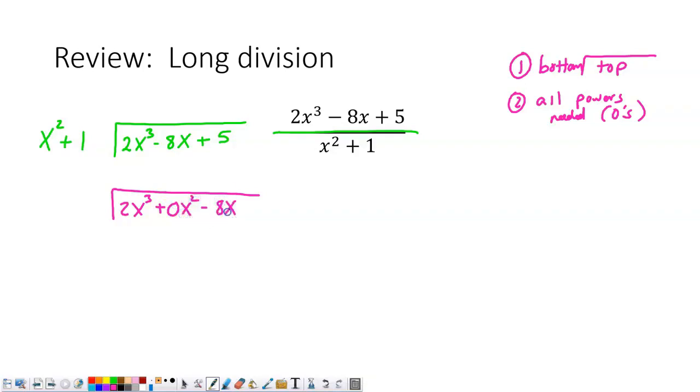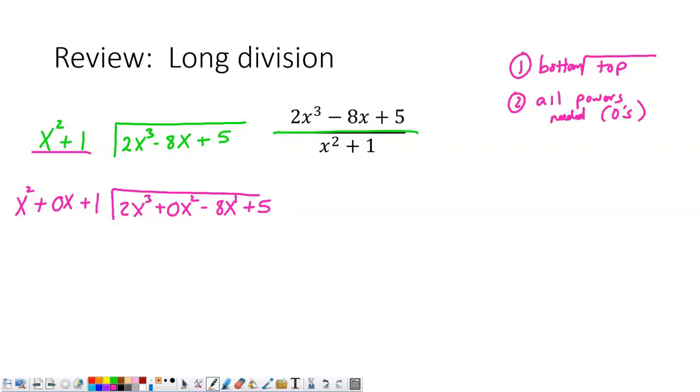Then the next one would be x to the first, which we have. And the last one is a constant, which is an x to the 0, which means we don't have a power there. So I've got all my powers there. 3, 2, 1, none. Same thing applies out here. It starts with x squared, so the next lowest one should be x to the first, but I don't have one. So I need to put a 0x in there.